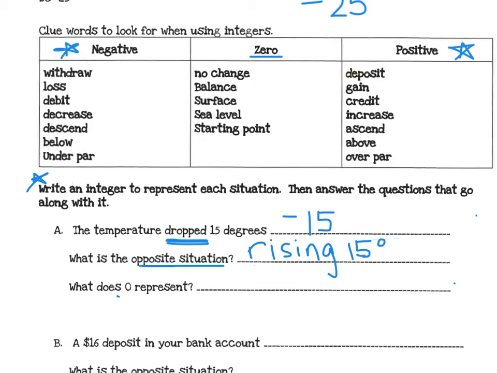Okay, and then in this situation, 0 is going to represent our starting temperature. So we don't know what the starting temperature is in this case, but let's just say that maybe it was 30 degrees. So initially, if it were 30 degrees and then the temperature dropped 15 degrees, so it went down 15 degrees, the opposite would be rising 15 degrees from that point. Okay, so 0 will not always represent 0 degrees or $0. 0 represents the starting point. Okay, let's try another one together.